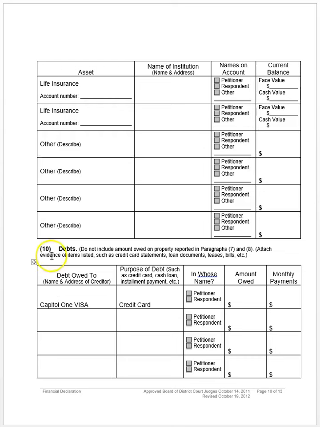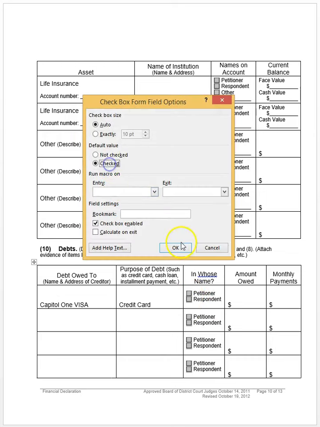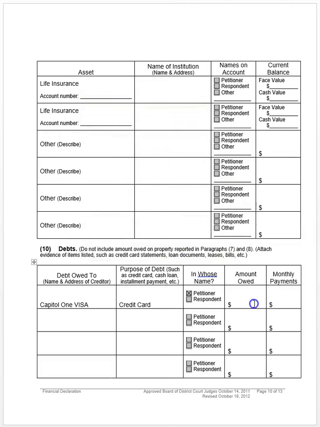In whose name, let's assume that this is the petitioner who's filling this out throughout, so I'm going to say it's in the petitioner. The amount that's owed, $7,700, and the monthly payments are $142. And then you'll notice that you can also put down not just your debts, but you can also put down your spouse's debt. See, that's why it has both petitioner and respondent there.